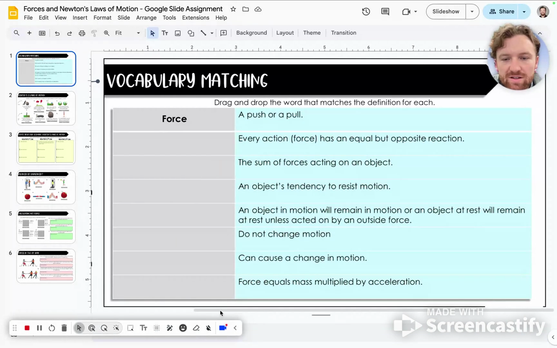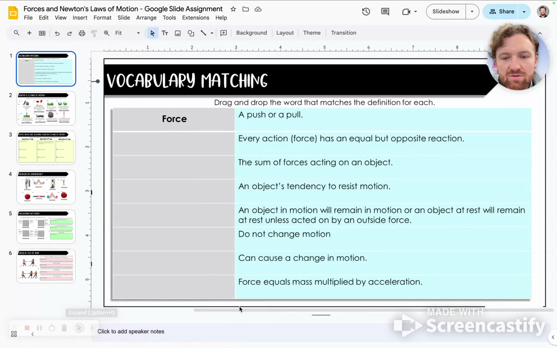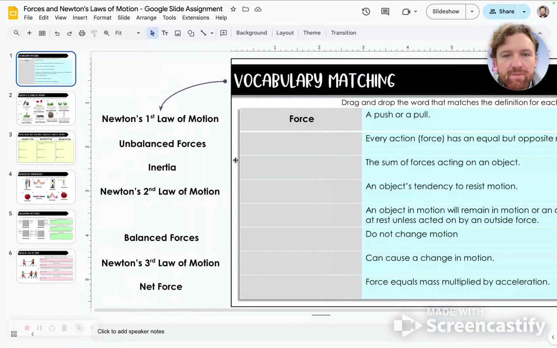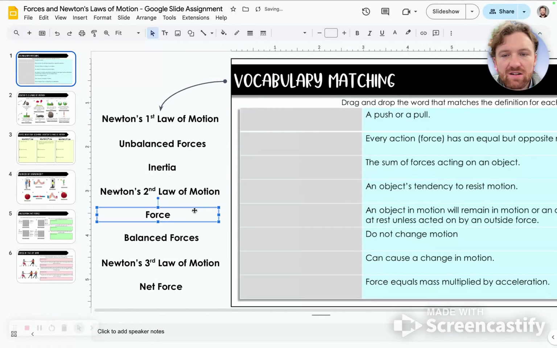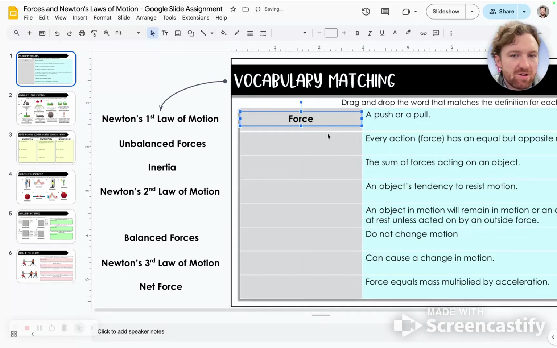All right, here's your assignment from this week. We gave it on Wednesday. The first one says a push or a pull. You're just dragging and dropping these terms over here. That first one, a push or a pull, would be a force. And then you guys can use your notes, do the rest of those.